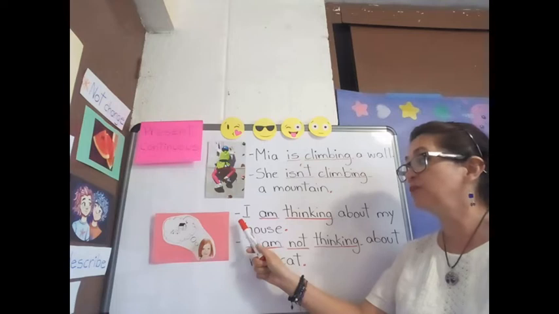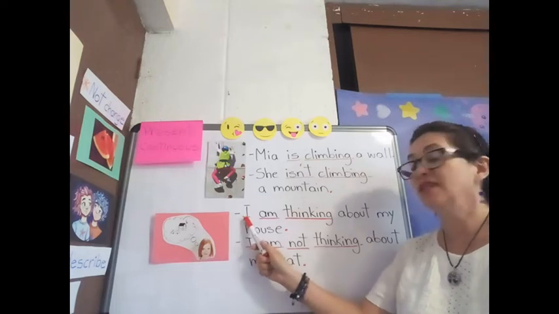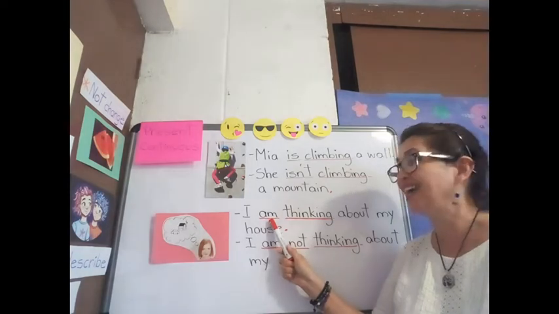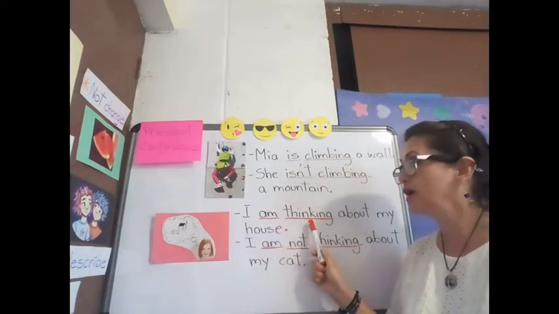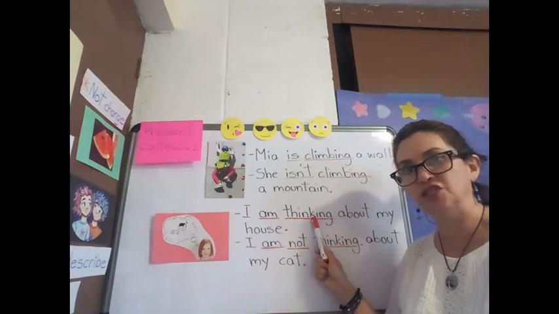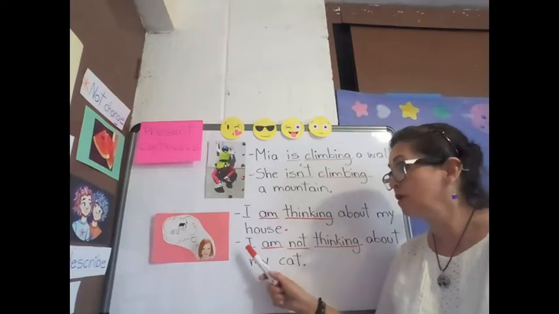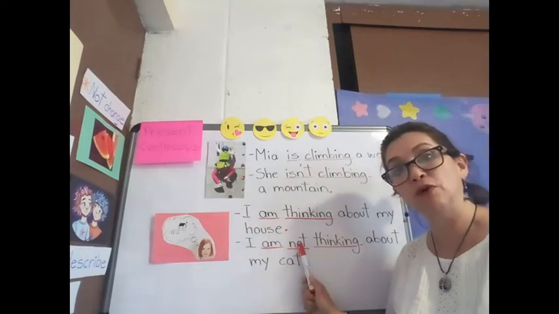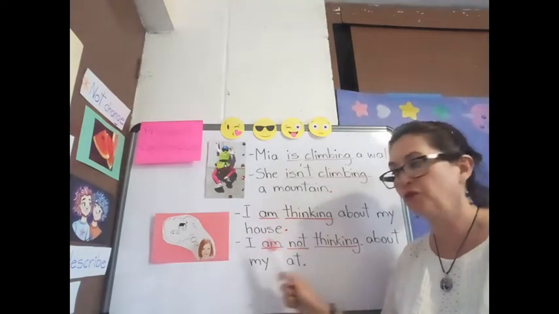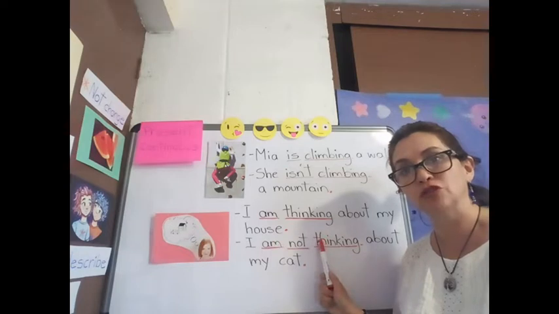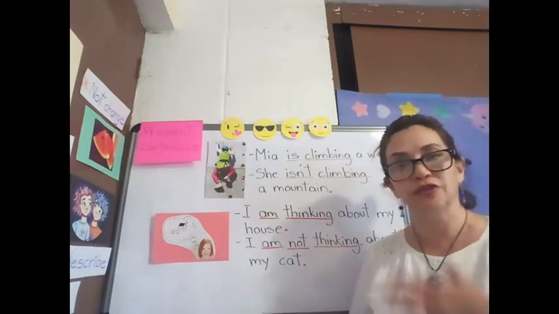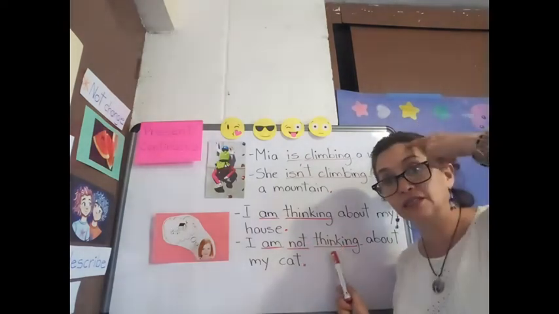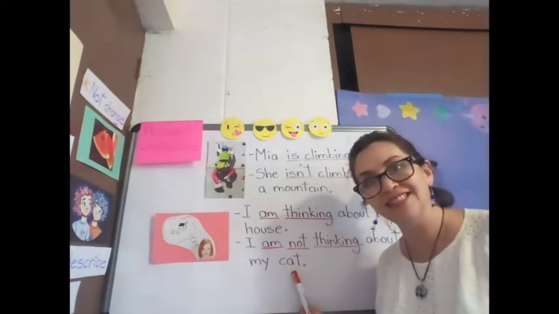We form the affirmative sentence with the subject I and the form of the verb to be, I am. I am thinking, the verb with ing. And the negative form, again we use I am, but we add the word not, the negative form of verb to be, I am not. Or we can use the contraction, I'm not. I'm not thinking about my cat.